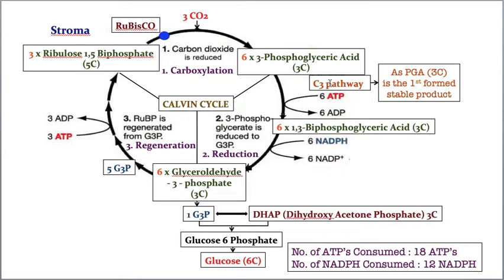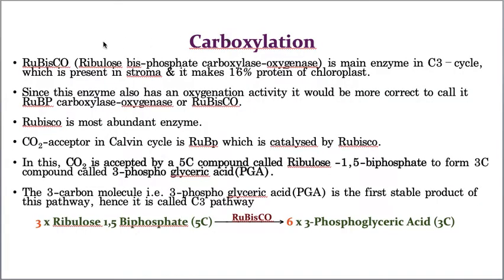Now we understood what carboxylation is. Now let us take this same cycle in some theory form. Carboxylation: Rubisco. What is Rubisco? Ribulose bisphosphate carboxylase and oxygenase is the main enzyme participating in the C3 cycle, which is present in the stroma, where it is equally sensitive to carbon dioxide and also oxygen. That's why it is called RuBP carboxylase and oxygenase enzyme. And it is the most abundant enzyme. I already told you all these points.